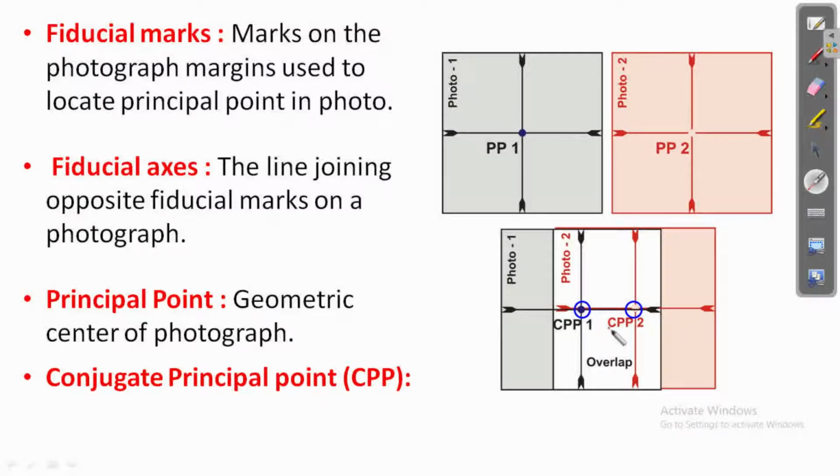The conjugate principal point is important to demarcate the flight line and this 60% overlap area. You could see it under the stereoscope with the help of the conjugate principal point. It is used for the construction of 3D under the stereoscope. Without principal point and conjugate principal point, it is very difficult to construct a 3-dimension view under the stereoscope.